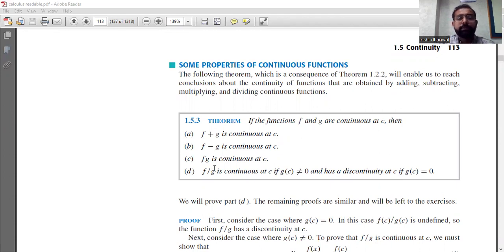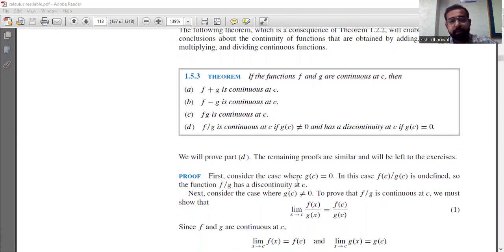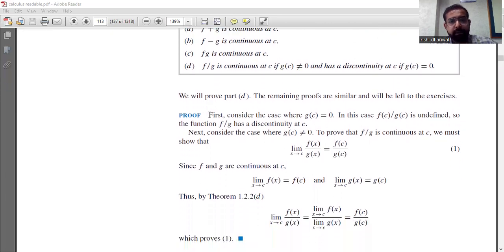That means addition, subtraction, and multiplication of two continuous functions is continuous, but division of continuous functions is continuous only if the denominator is not 0 at that point. And if the denominator is 0, then this is the point of discontinuity of that function.